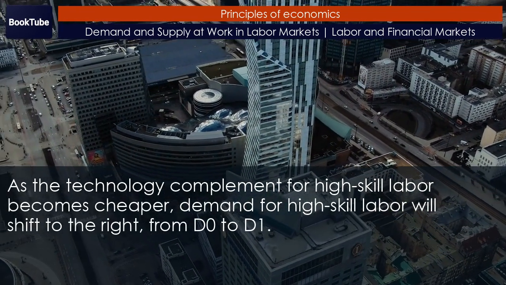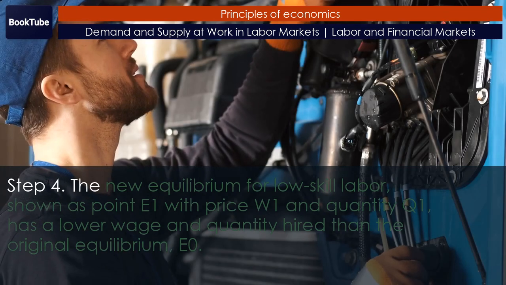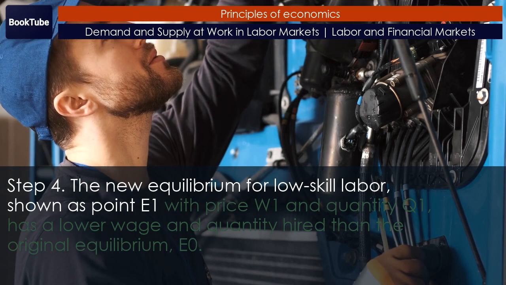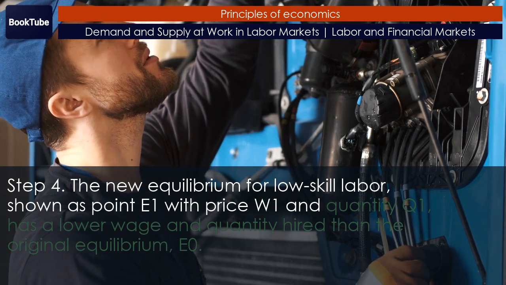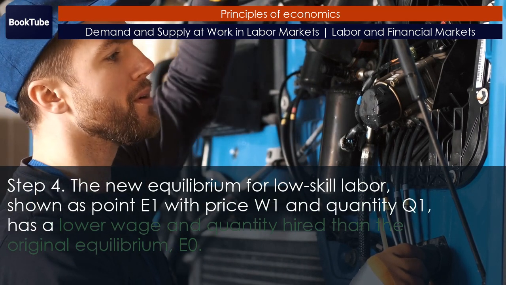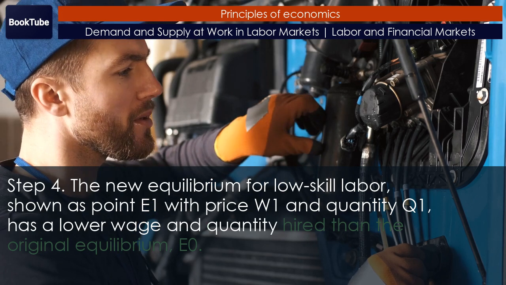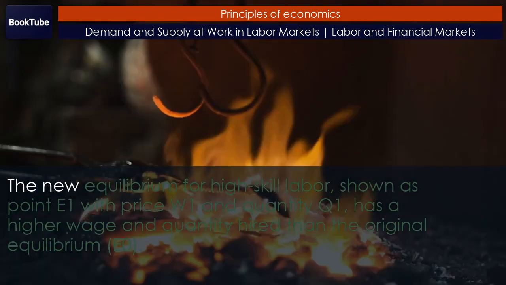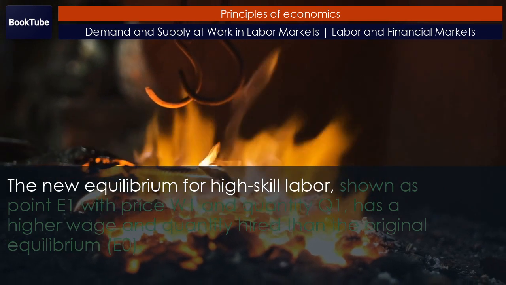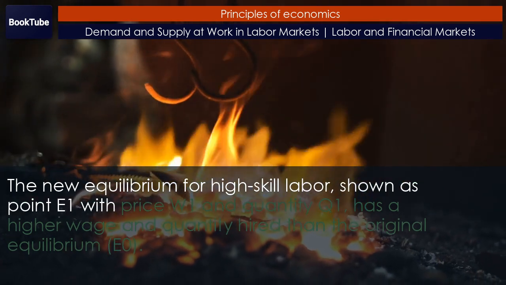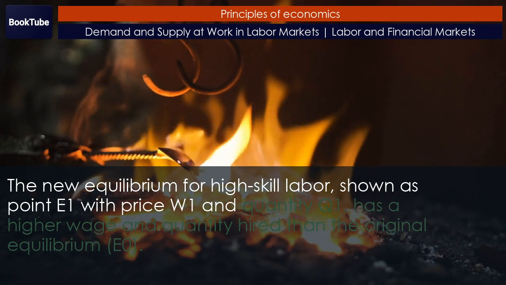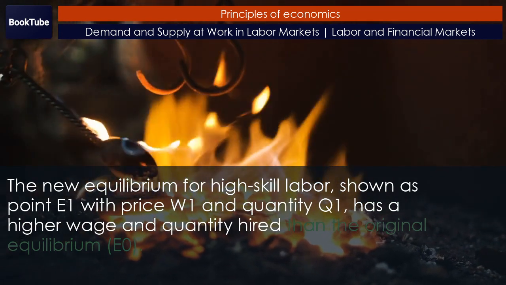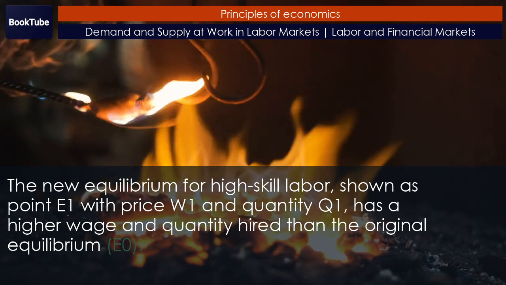to D1. Step 4. The new equilibrium for low-skill labor, shown as point E1 with price W1 and quantity Q1, has a lower wage and quantity lower than the original equilibrium, E0. The new equilibrium for high-skill labor, shown as point E1 with price W1 and quantity Q1, has a higher wage and quantity higher than the original equilibrium, E0.